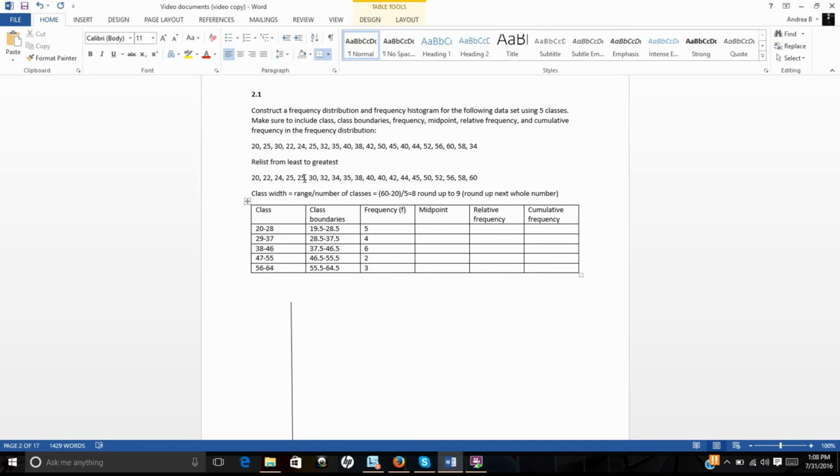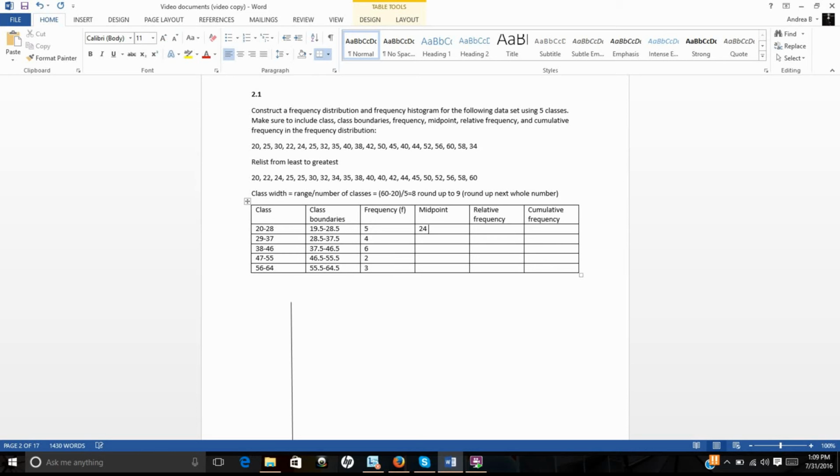For your midpoint now, just like it has in the book, to find that midpoint, you're using the lower class and upper class limits that you have there. So in that first class, we have 20 and 28. So we have to add together those two numbers and divide it by 2. You can think of it as doing the average of that lower class and upper class limit. So here in the first case, we'd have a midpoint of 24.